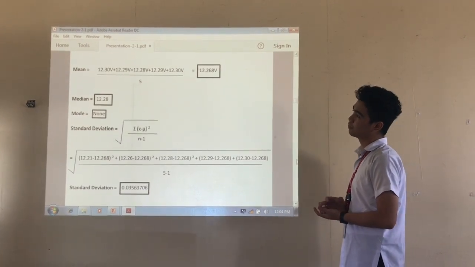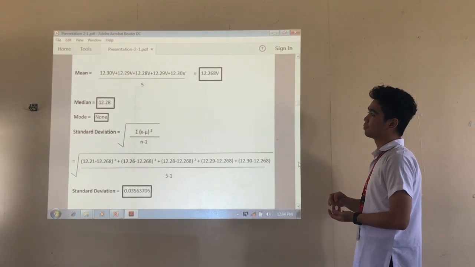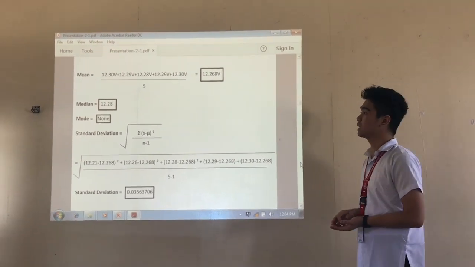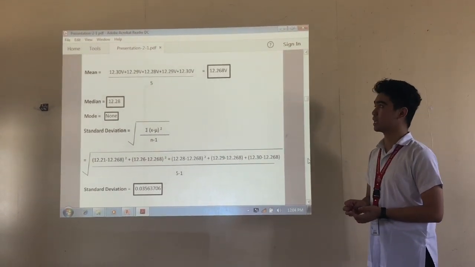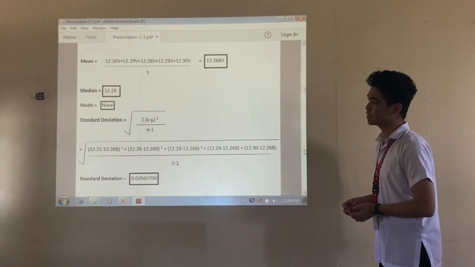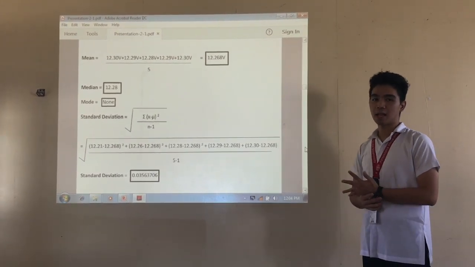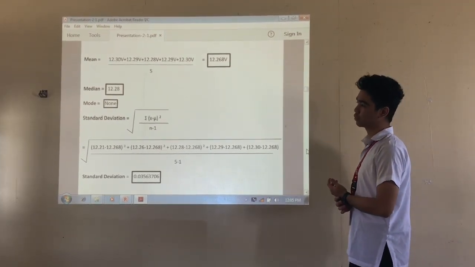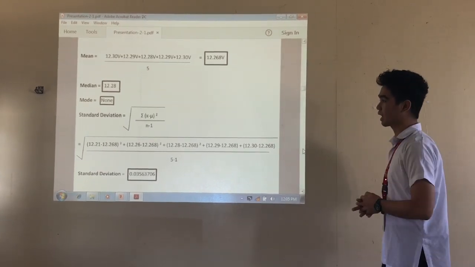The mean is the summation of all x divided by n. So 12.30 plus 12.29 plus 12.28 and so on, over 5, is equal to a mean of 12.268 volts. The median, since we have five values of x, is 12.28. The mode is none, since there is no repeated frequency.